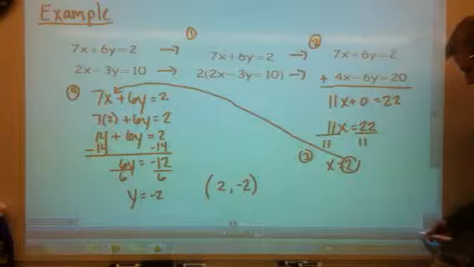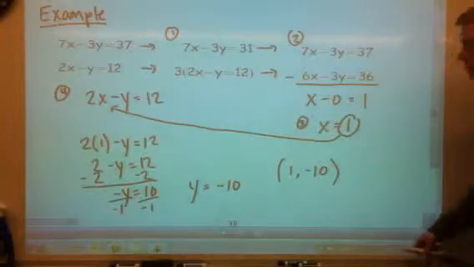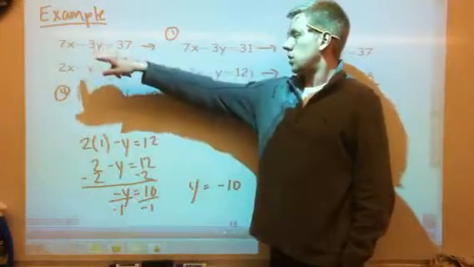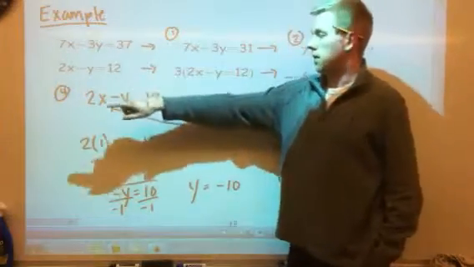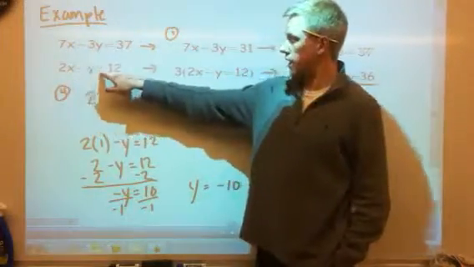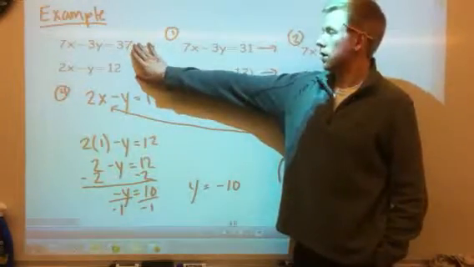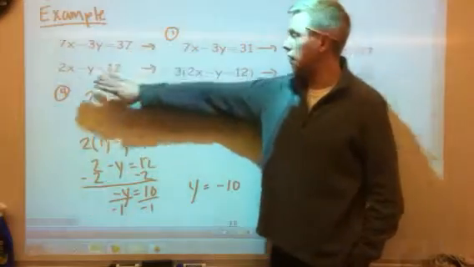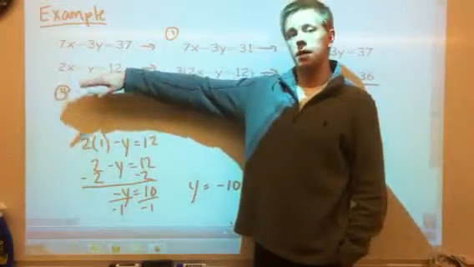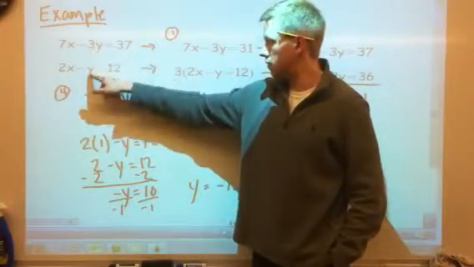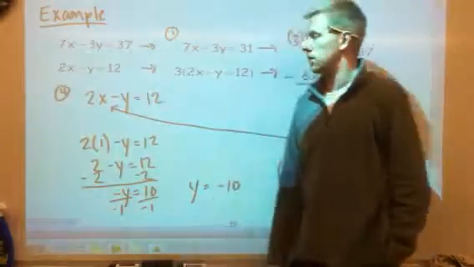Next example. There we go. Alright, so we have 7x minus 3y equal to 37. And then we have 2x minus y equal to 12. If I look at both of these, again, I see that there is nothing that I can just add or subtract right now to eliminate. 7 and 2, they don't cancel each other out. 3 and 1 don't cancel each other out, so we can't do anything there.